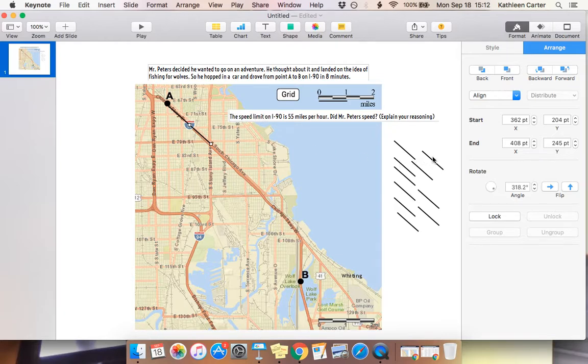2, 3, 4, 5, 6. Ooh, this one bends. So this is like 6 and a piece. So 7.